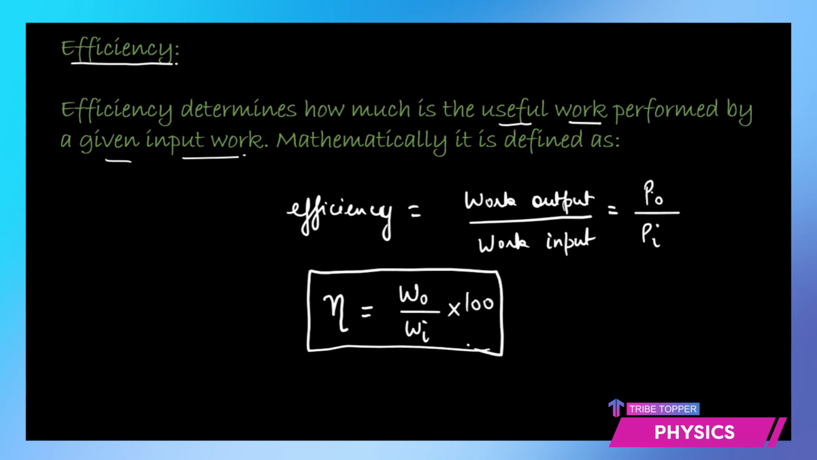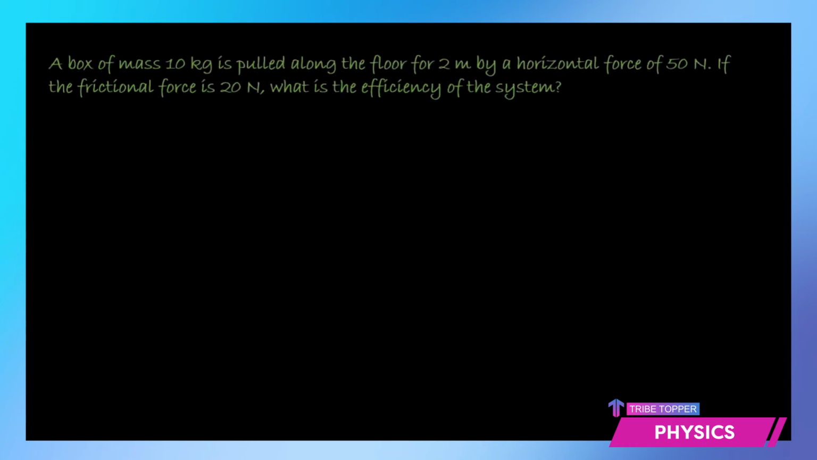So let's do a problem based on efficiency. Here we have a box of mass 10 kilograms pulled along the floor for 2 meters by a horizontal force of 50 newtons. If the frictional force is 20 newtons, what is the efficiency of the system?